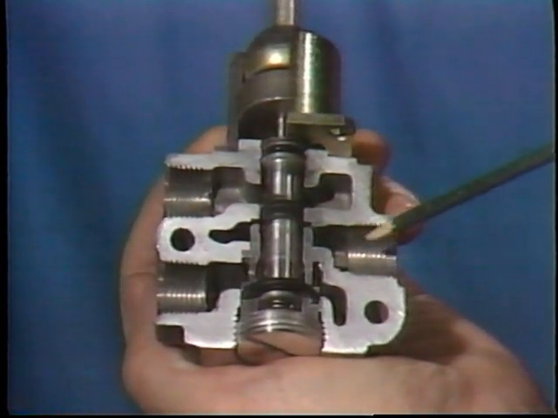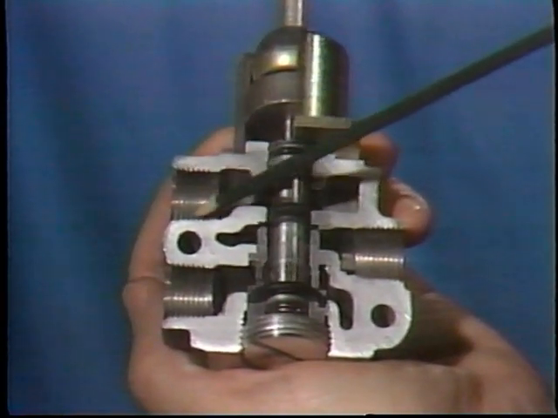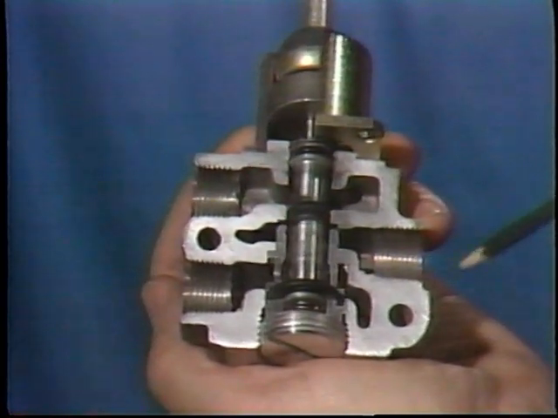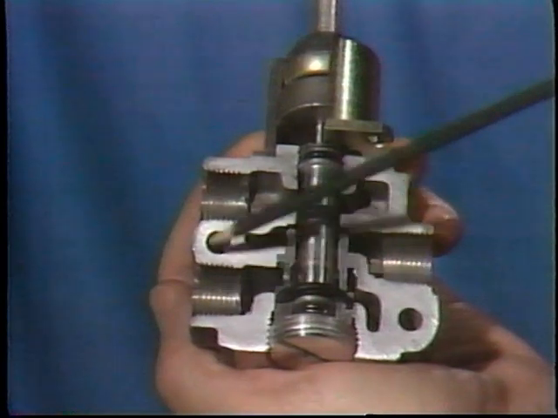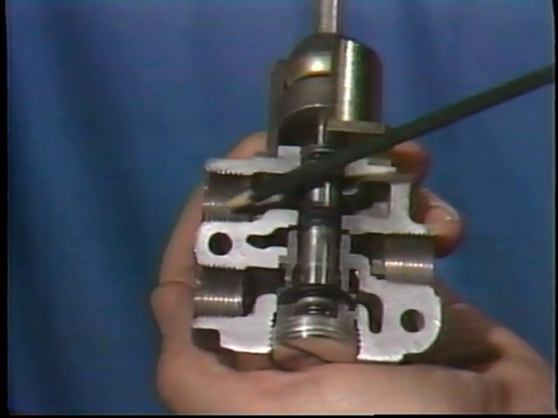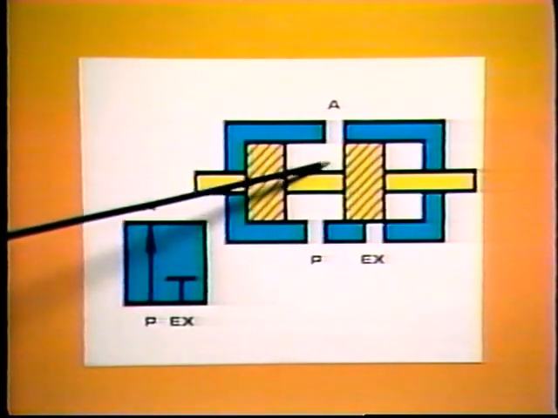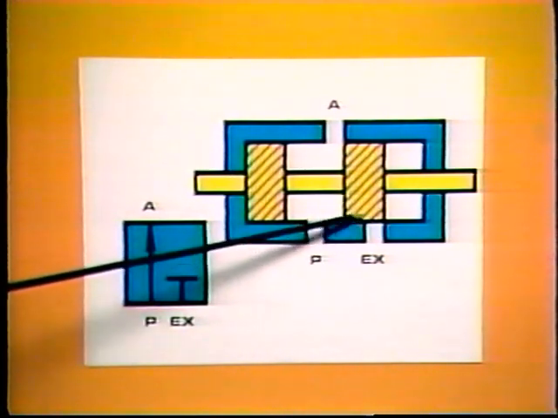Here are the three ports, port A, port B, and port C. Port A is normally connected to an actuator, port B to the air supply, and port C is left open as an exhaust. When the spool is in this position, there is a passage for air to flow from the supply through the valve to the actuator here at port A. The exhaust port is blocked, as you can see here.